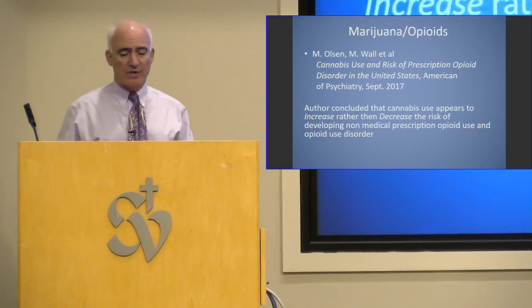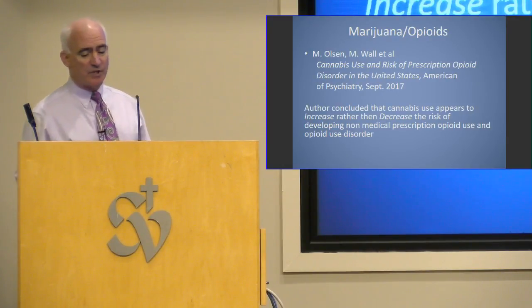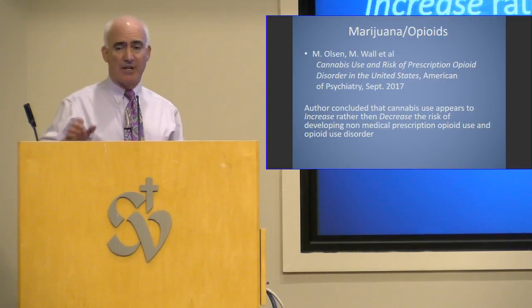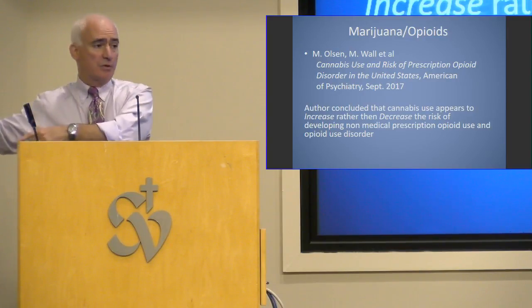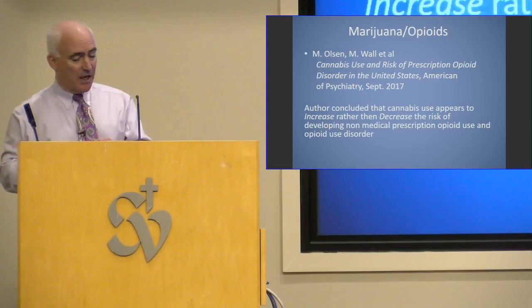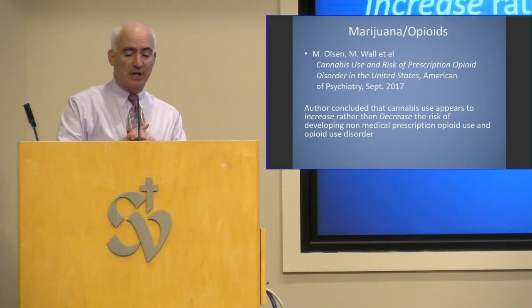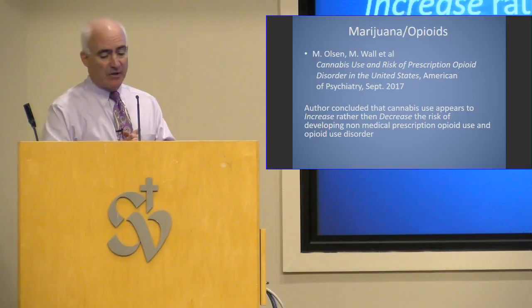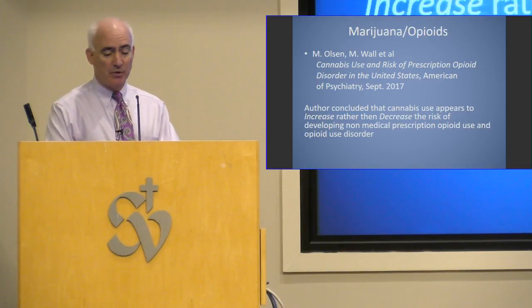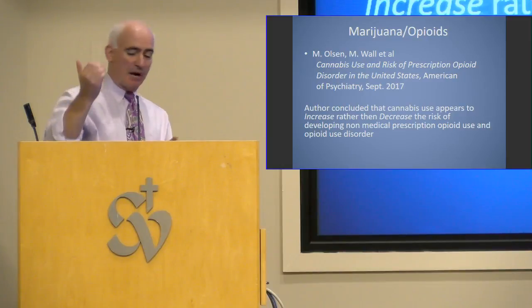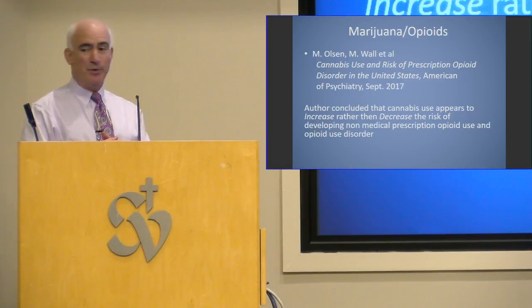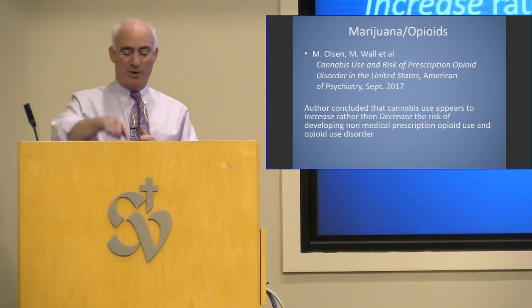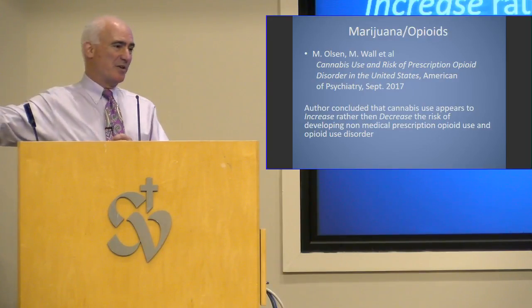Okay, a few more studies. Olson, cannabis use and risk of prescription opioid disorders. So now we're not looking at cannabis use disorders, we're going to look at prescription opioid use disorders in the United States. And this was in Psychiatry in September of 2017. The authors concluded that cannabis use appears to increase rather than decrease the risk of developing non-medical prescription opioid use and opioid use disorders. This goes along with that previous paper from like 2009.